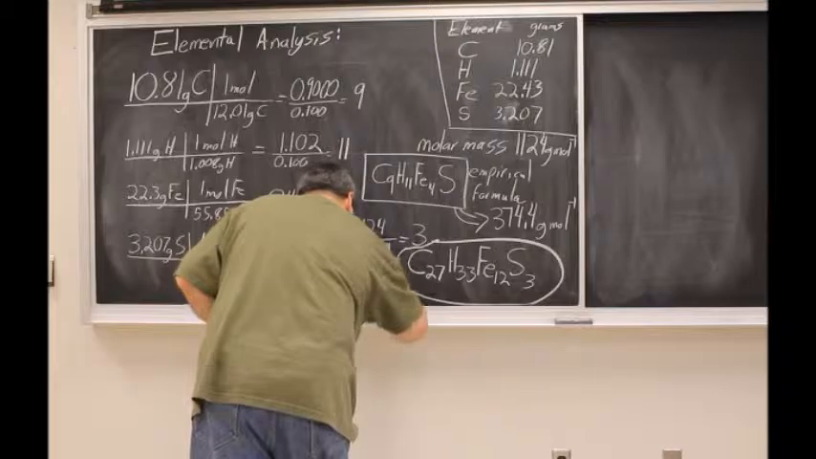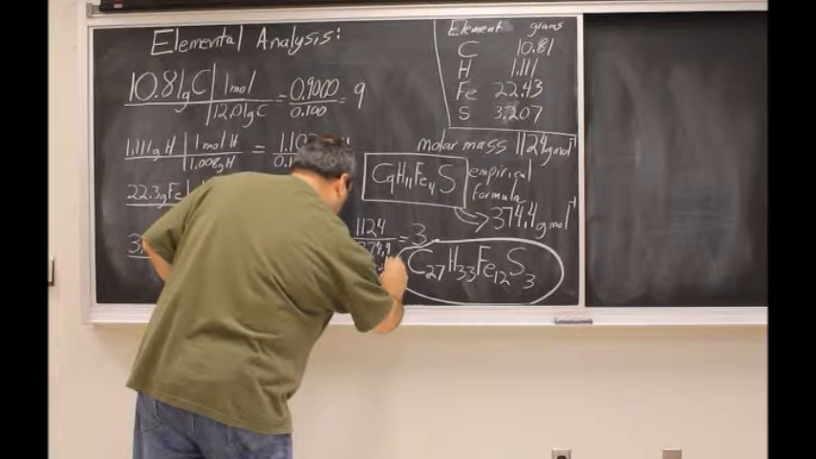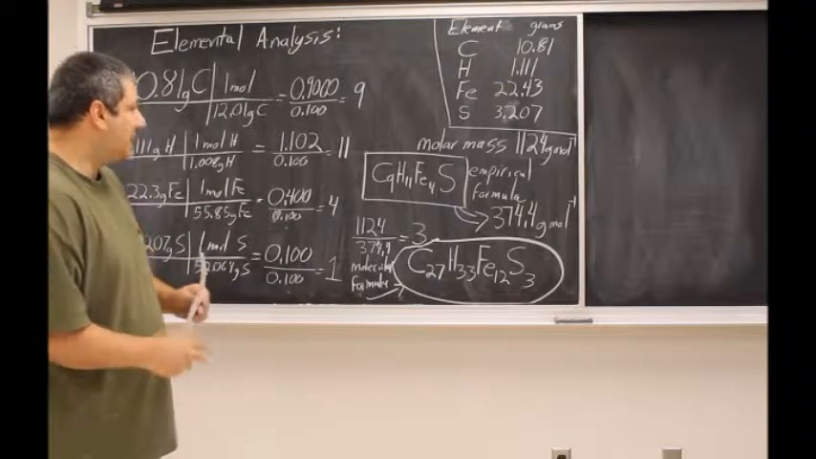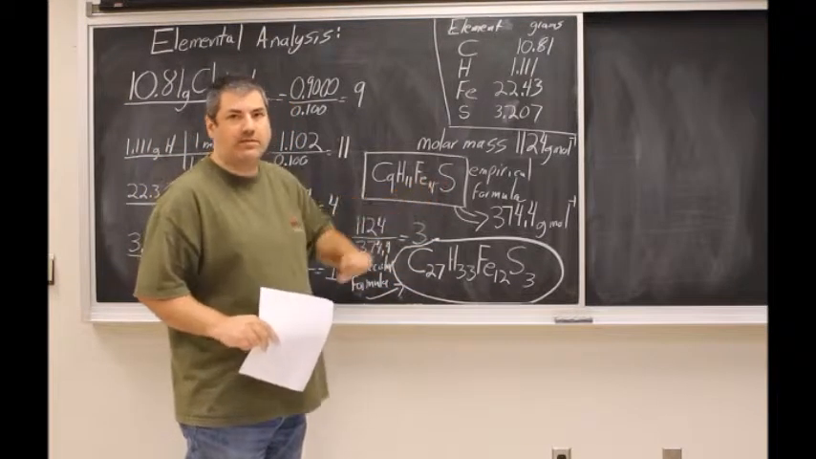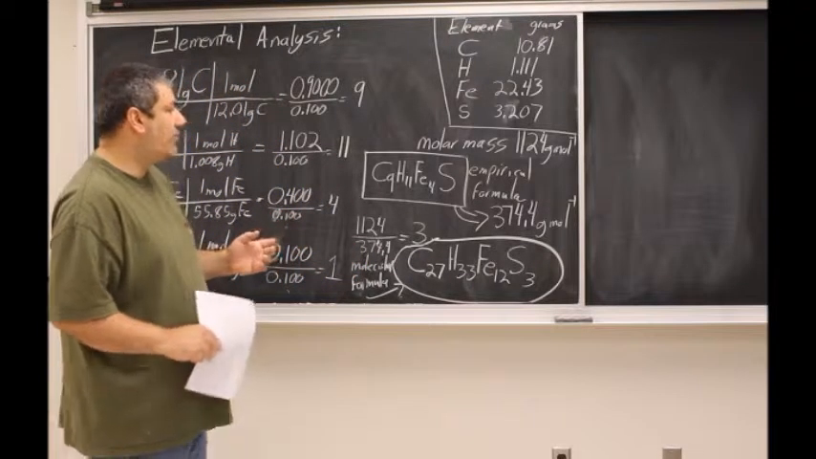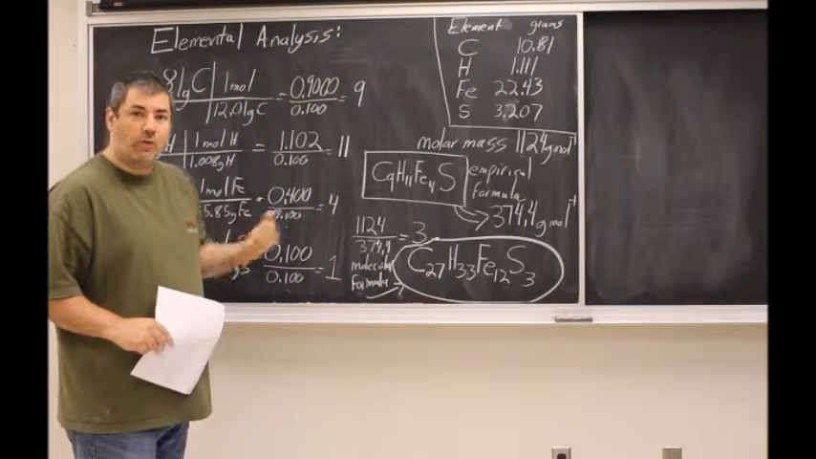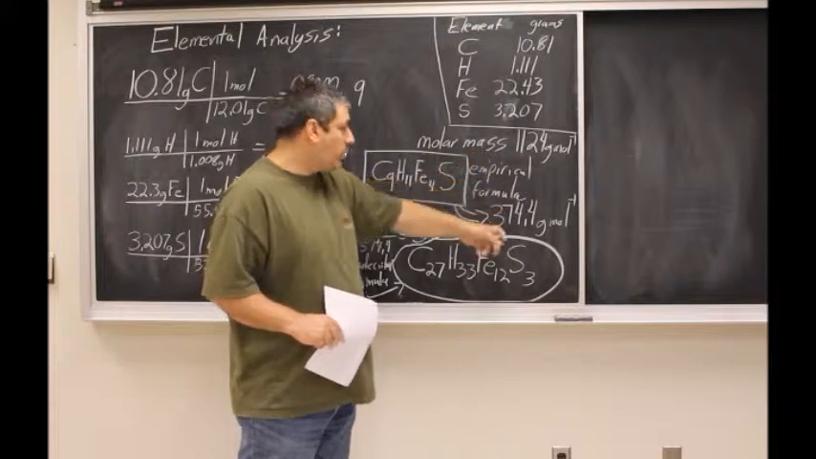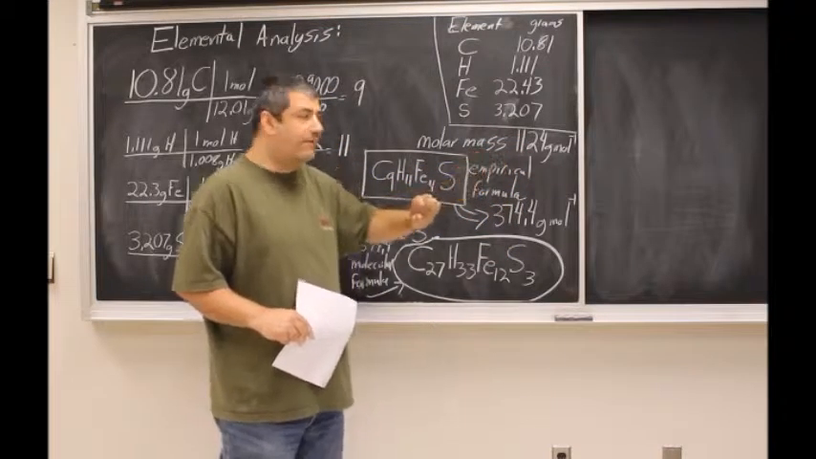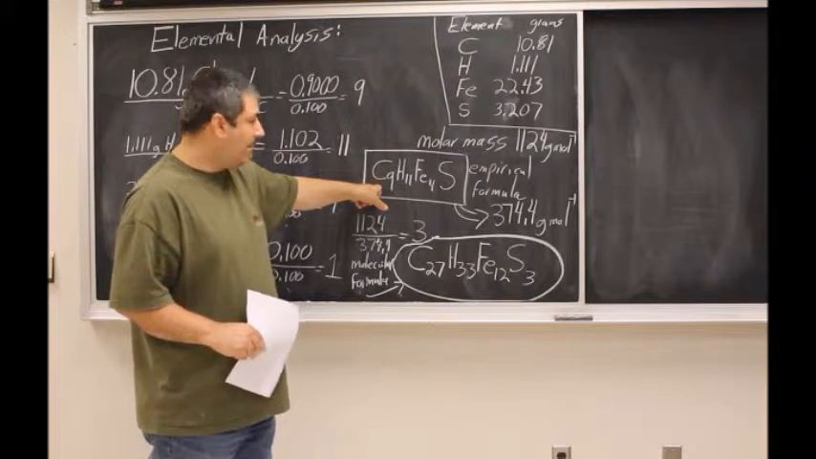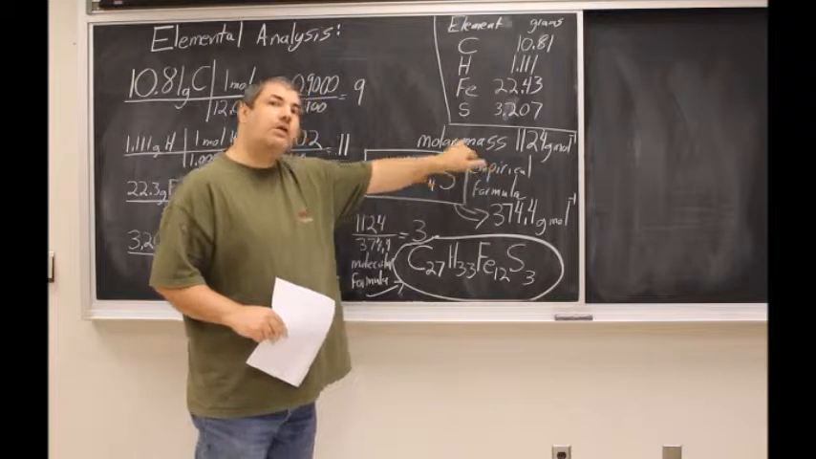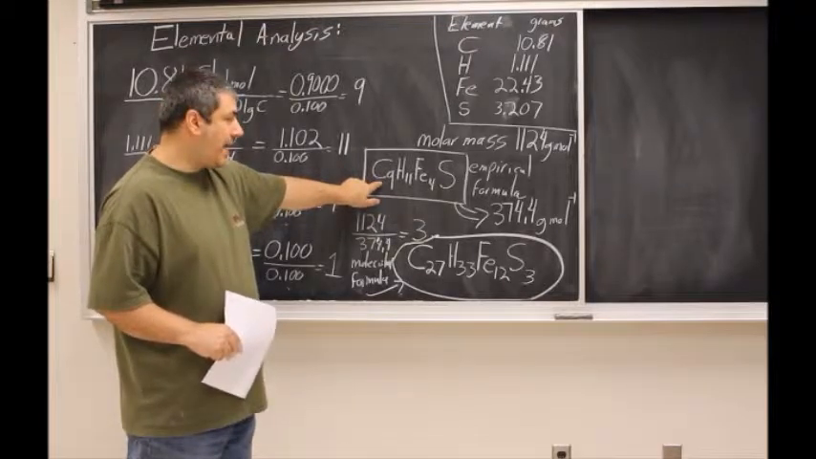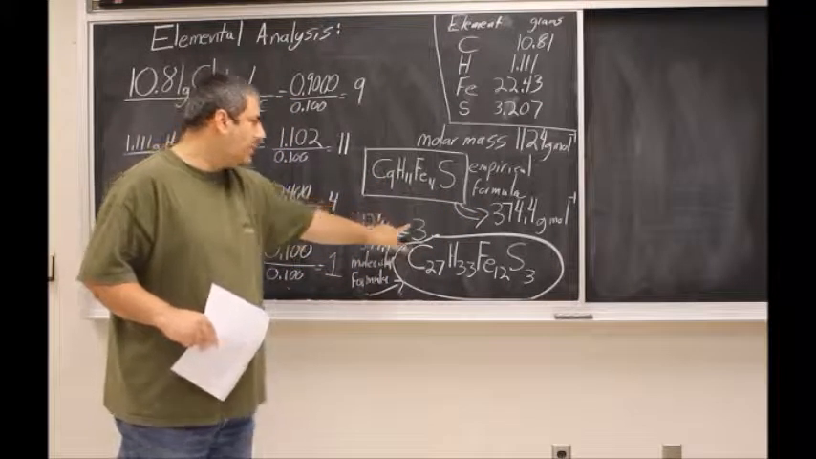To do this problem, to get to molecular, you need to get to empirical. As I said, there are some cases where the molecular and empirical formula are identical. So if the molar mass that had been determined by experiment would have been 374, 375, then you know that they were the same. But it was determined to be 1124. So 1124 divided by this molar mass, which is 374, is 3. So it's triple.